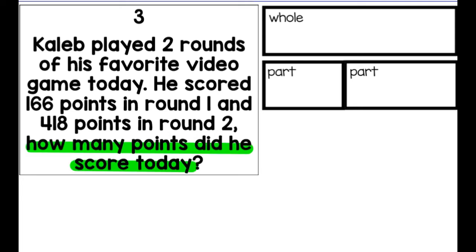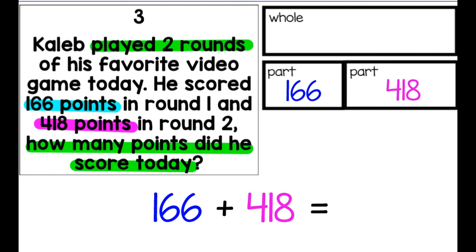We know that he played 2 rounds of his favorite game. Caleb scored 166 points in round 1 and 418 points in round 2. So in order to find how many points Caleb scored today in all, in his 2 rounds, we're going to add the 2 parts together, add the 2 rounds together, 166 plus 418.